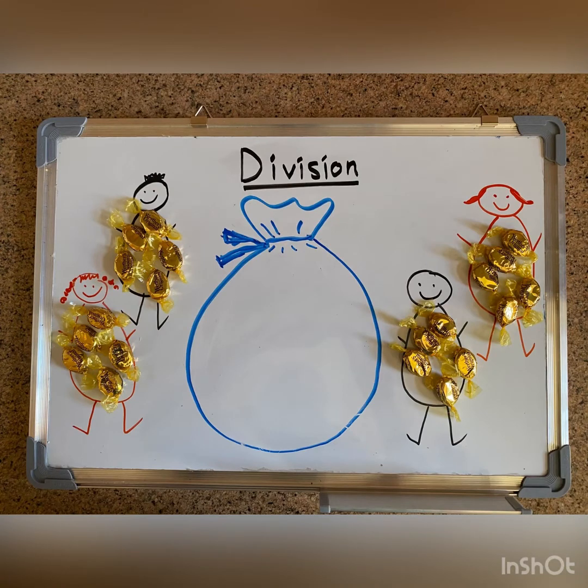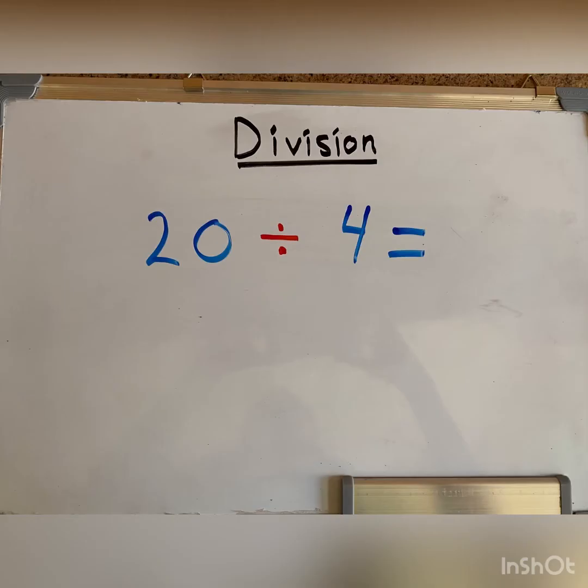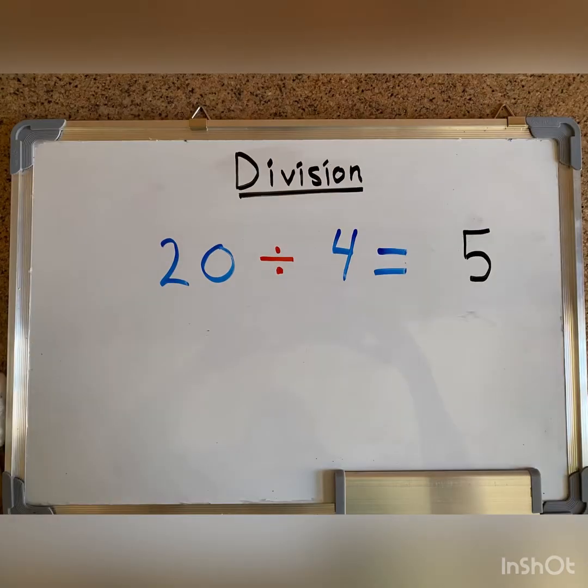Let's write it down into a division equation. 20 candies divided by 4 people. Each one gets 5. Good job. Let's have another one to do.